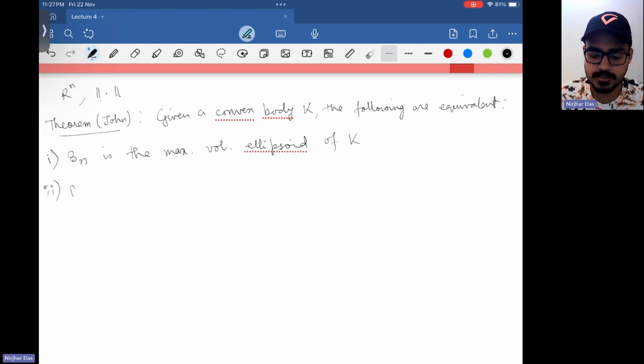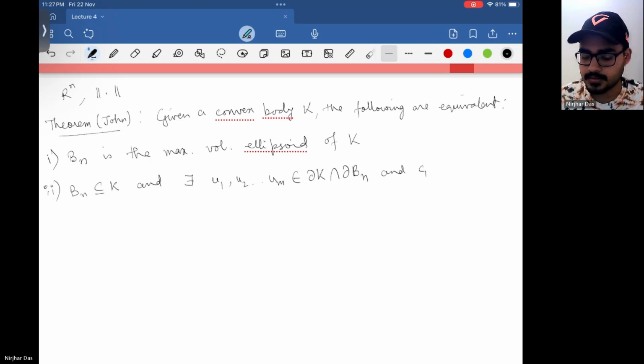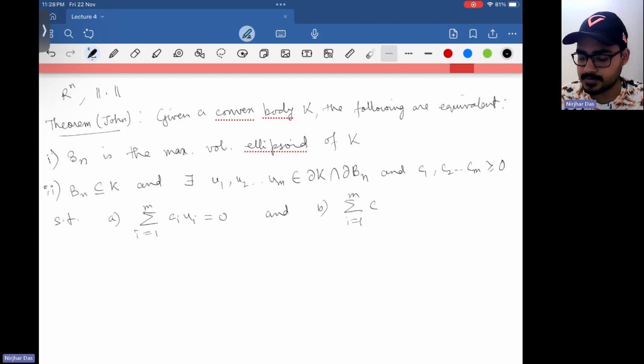And the second statement is that Bn is contained in K, and there exist u1 to um belonging to the boundary of K intersection the boundary of the unit ball, and m non-negative real numbers c1 to cm such that A, summation i equals 1 to m, ci ui equals 0, and B, summation i equals 1 to m, ci ui ui transpose equals In.